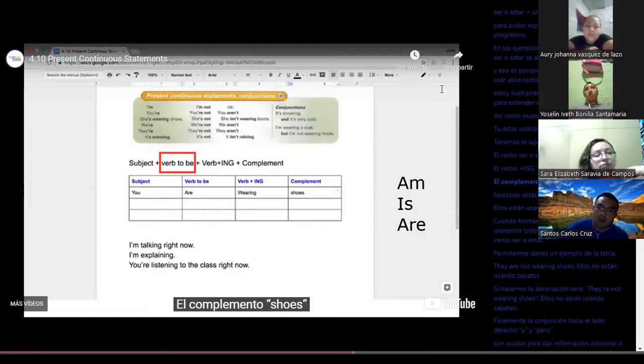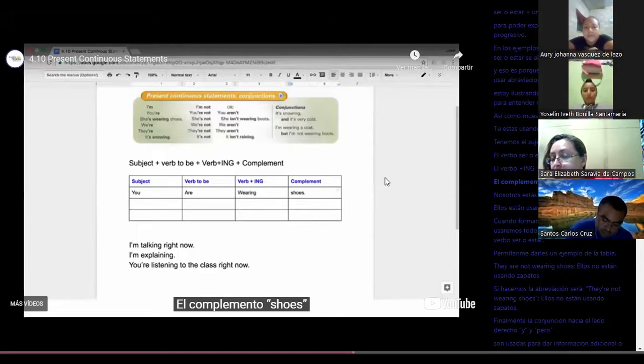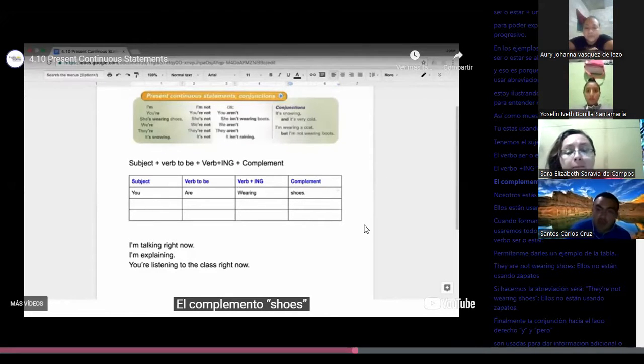Affirmative examples. ¿Preguntas hasta este momento? ¿O podemos continuar con el negativo? Estos son ejemplos de affirmative present continuous statements. Questions? Yes, no. ¿Sí o no? Diga, please. Is ENG.